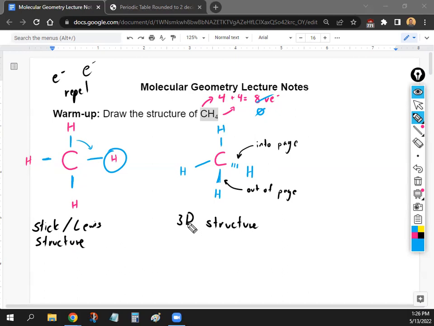For your quiz, you're gonna have to draw 3D structures for the Lewis structures we've been drawing. But I have a little handout that'll give you the formatting. It's not too bad.